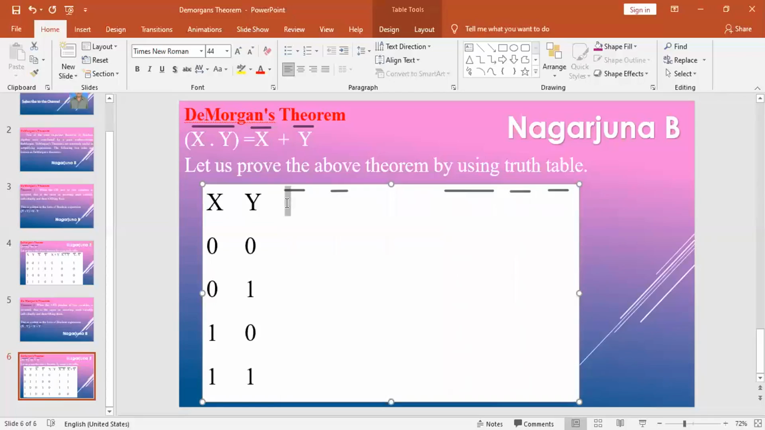Right. So DeMorgan's theorem 2, what does it say? When the ANDing of two variables is inverted, it will be equal to the inversion of each of the variables individually and ORing them.